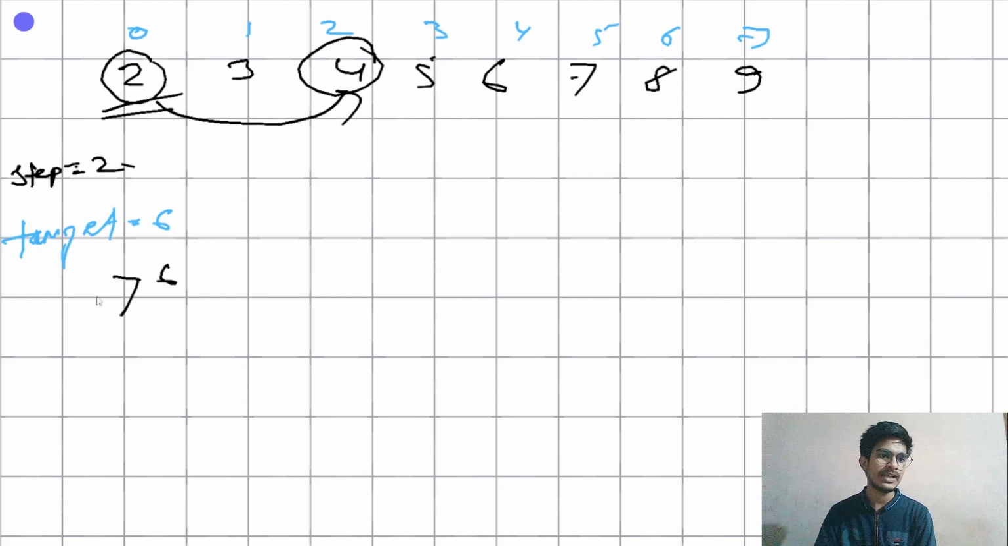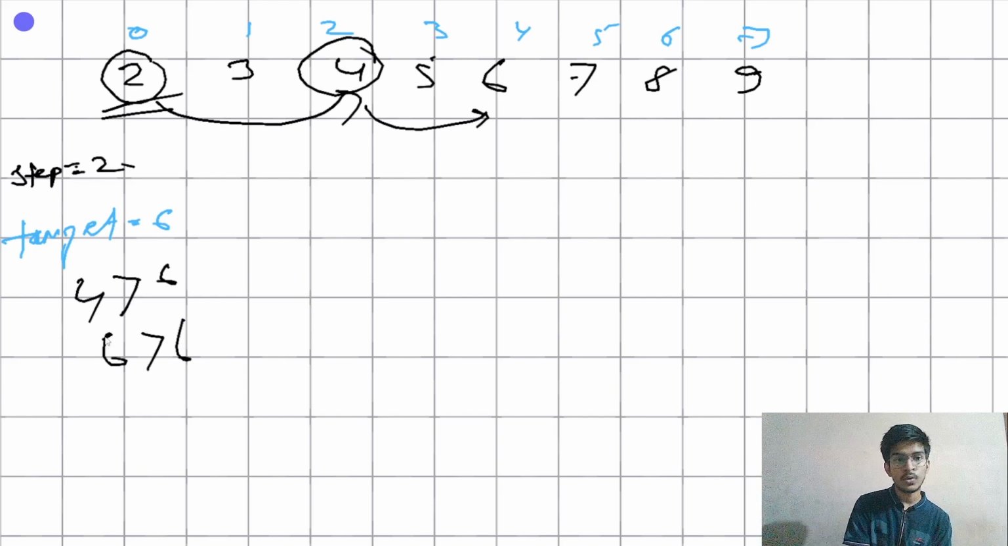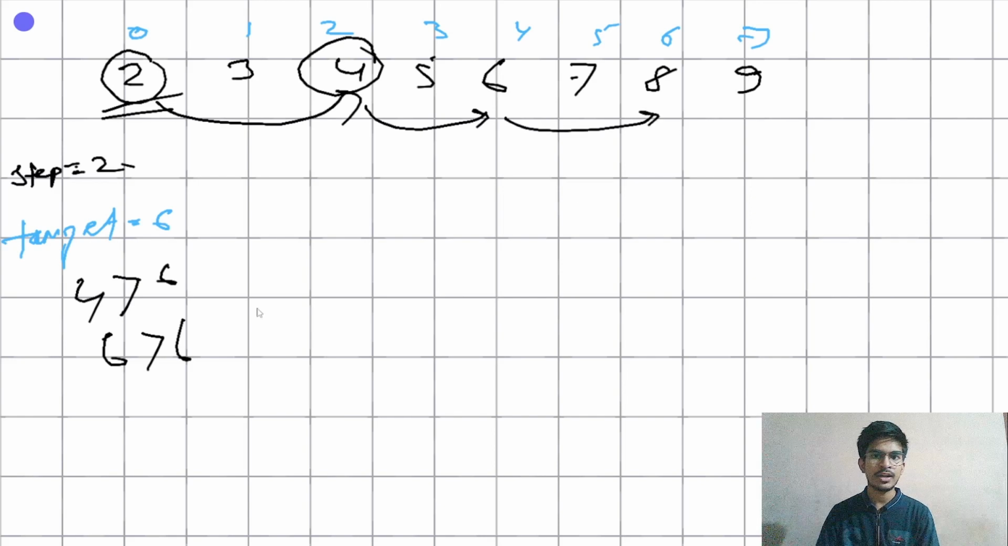This is how jump search works. Is 4 greater than 6? No, 4 is not greater than 6. Now we check if 6 is greater than 6. It says no, 6 is not greater than 6, it is equal. Now it will take one more step and check if 8 is greater than 6. Yes, 8 is greater than 6. Now I'll stop there.